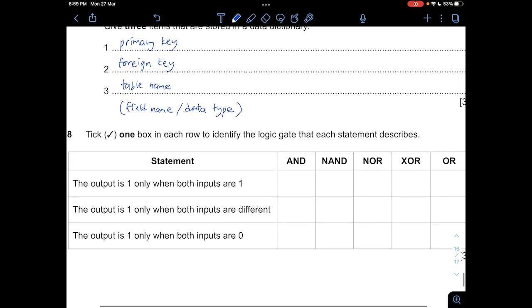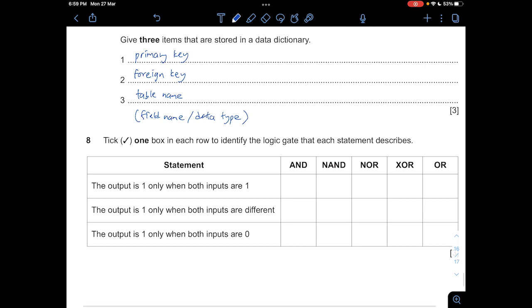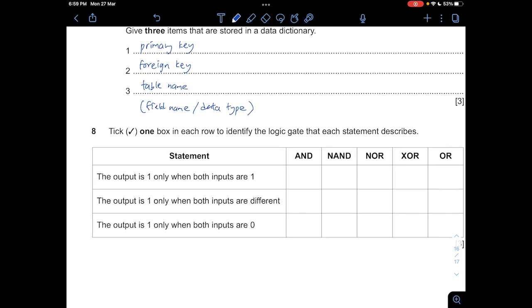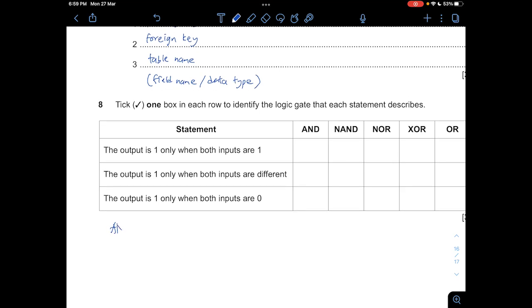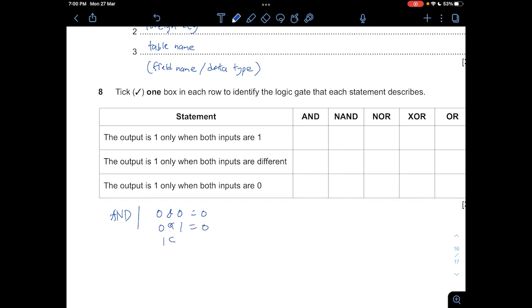Tick one box in each row to identify the logic gate that each statement describes. The output is 1 only when both inputs are 1. So okay, let's look at each one. So for AND, if let's say it's 0 and 0, you get 0. 0 and 1, you get 0. 1 and 0, you get 0. But 1 and 1, you get 1.